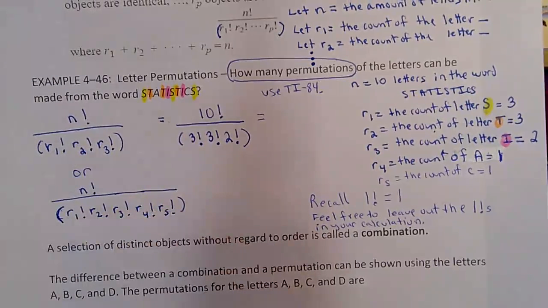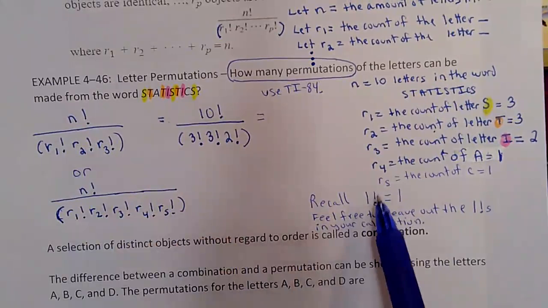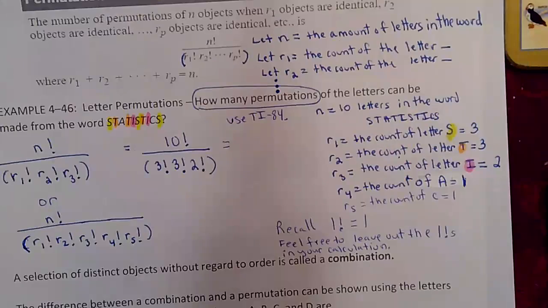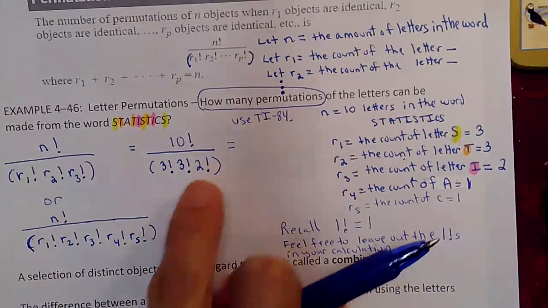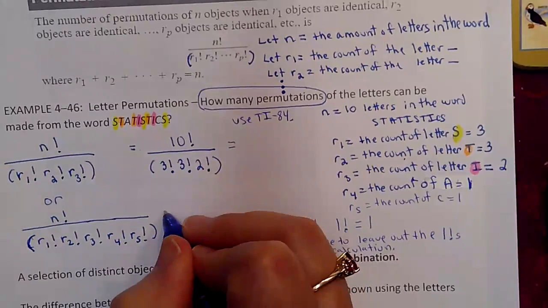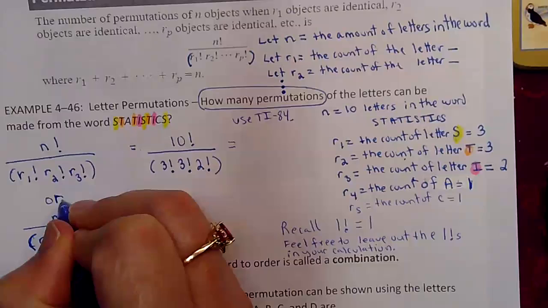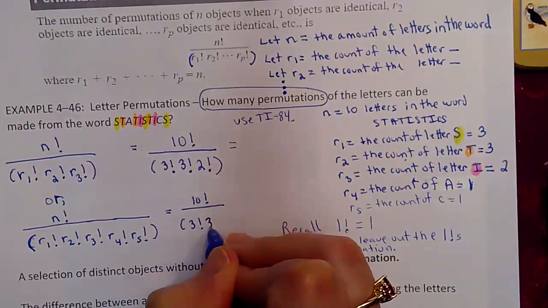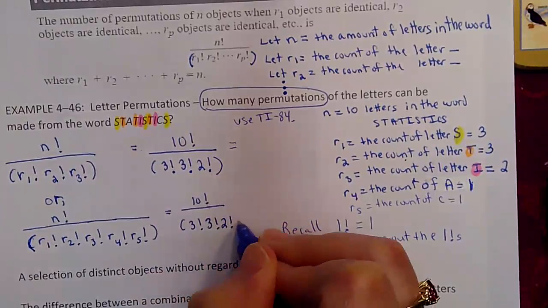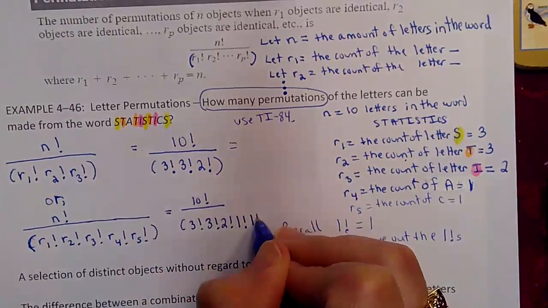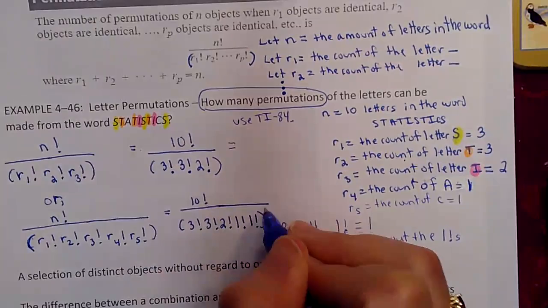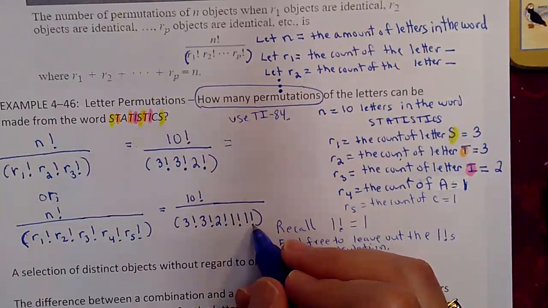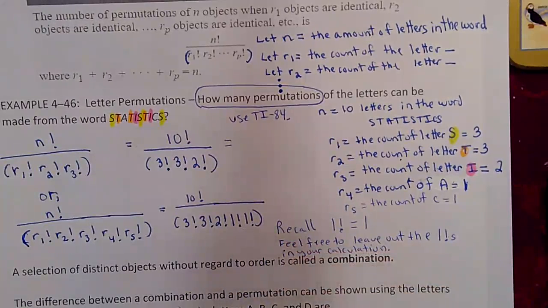But then that's it. Don't have an R6 or an R7, because you don't have an R6 or R7 according to this. Okay. And then same thing here. If you wanted to do this, you could do 10 factorial over 3 factorial times 3 factorial times 2 factorial times 1 factorial times 1 factorial. You could do that if you wanted to, but like I said, 1 factorial is just 1. That's why it's okay to leave it out.